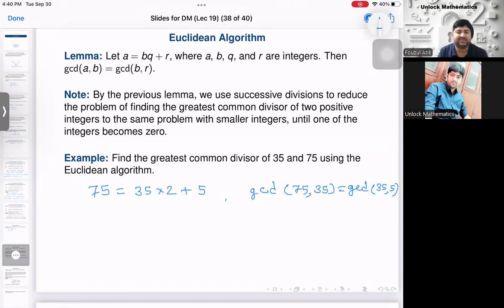See, finding GCD of 35 comma 5 is easy because these are two small numbers. So what is the GCD of 35 comma 5? It is 5, and therefore GCD of 75 comma 35 is 5. Right?